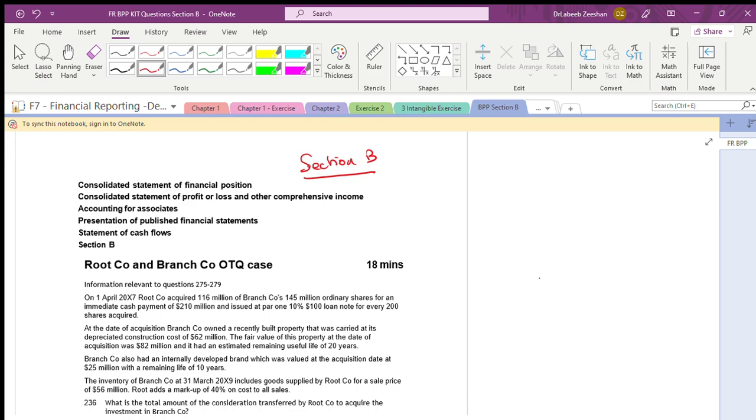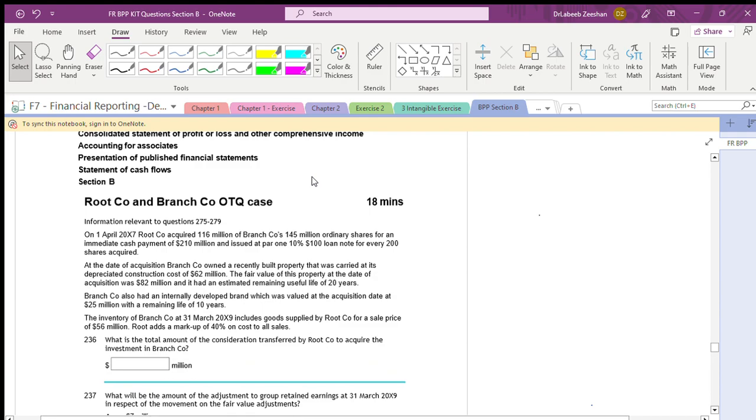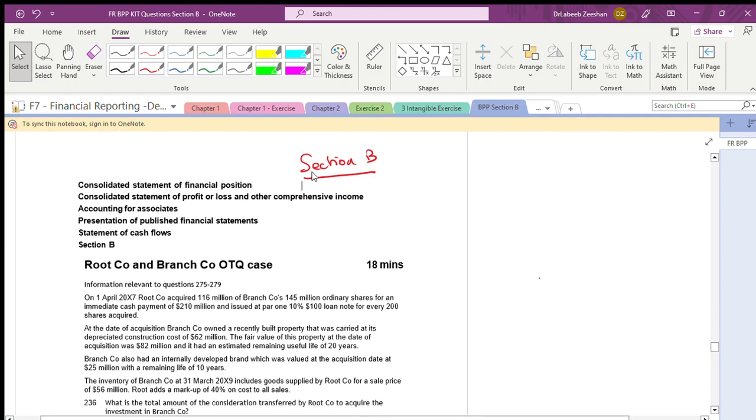I will take that into consideration whenever we come back to this. We are covering a few of these concepts today and in the next few videos: consolidated financial statements, consolidation of profit and loss and OCI, accounting for associates, published financial statements, and statement of cash flows. Every video will have only one scenario-based question. I'm not going to take more than one, so that it is short, very specific and effective.